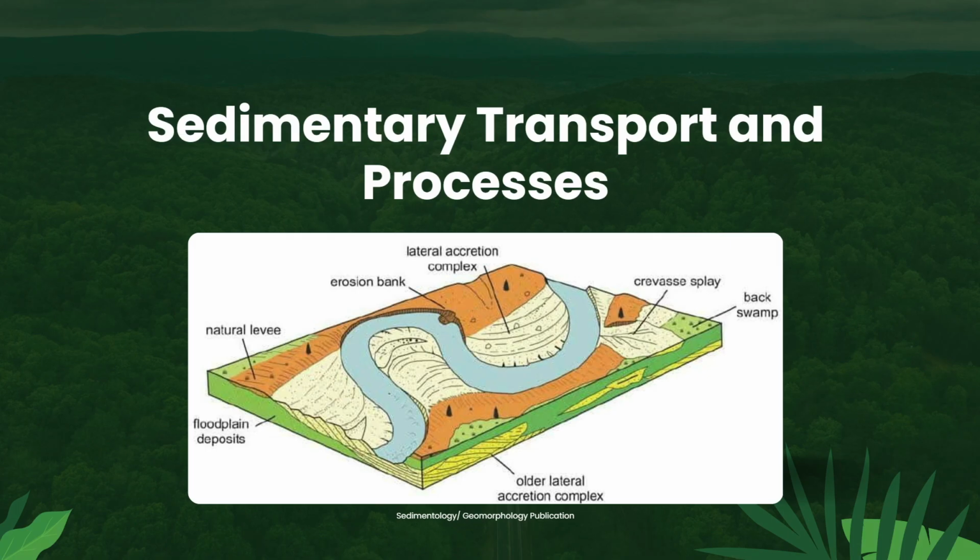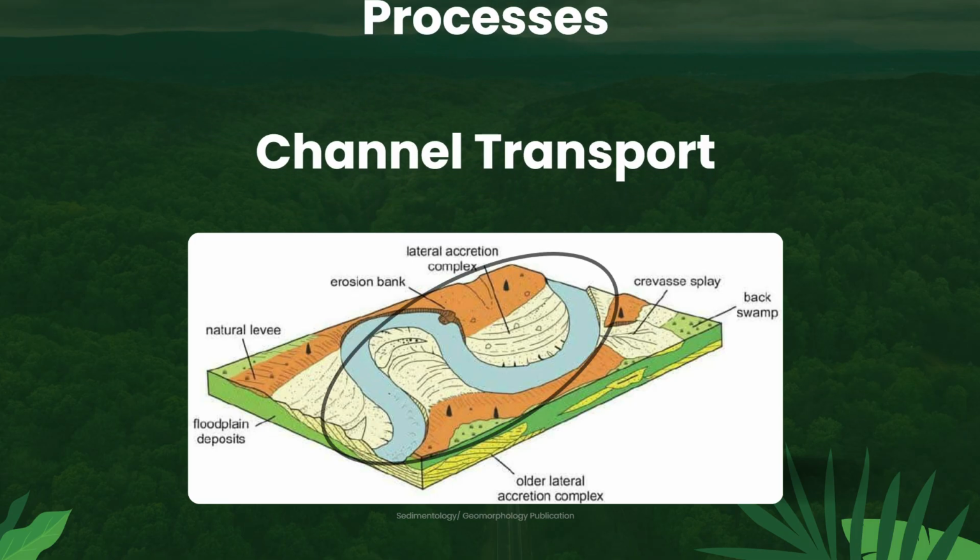Rivers move and deposit sediment in several ways, but before delving into this topic, let's first know the importance of sediment transport. Sediment transport is fundamental to the formation, evolution, and maintenance of sedimentary environments and landforms. It connects the processes of erosion, transportation, and deposition, which together create and modify the Earth's surface features.